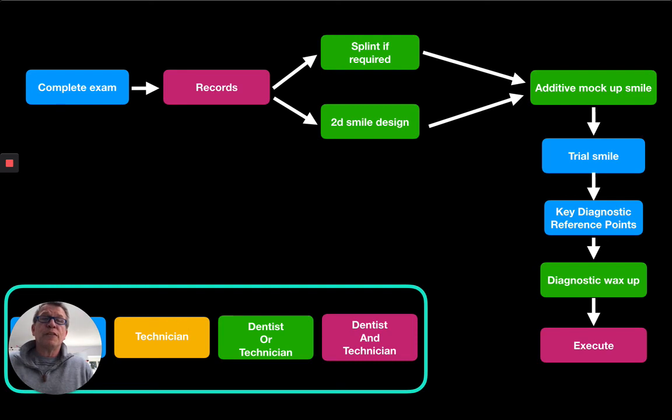Then if we need a splint, we're going to go to that first, 2D smile design to get the patient motivated. That's going to lead us to our additive mock-up smile. Eventually that leads us to our trial smile. That's going to give us what I'm calling key diagnostic reference points: upper incised ledge, lower incised ledge, vertical dimension. And then that's going to lead us to our full diagnostic wax up. And then once we have that, you decide how you want to execute the case. But we've been getting some amazing results.